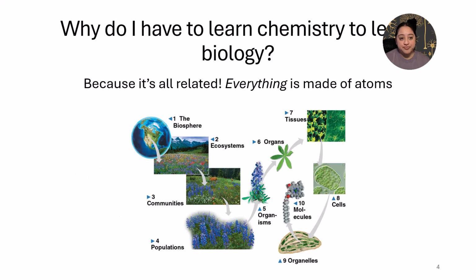So chemistry. Why do I have to learn chemistry to learn biology? Because it's all related. Everything is made of atoms, including us, including all living things. And even though chemistry is its own field, there's a lot of overlap between chemistry and biology. Especially in this class, when we talk about molecules and cells, we're going to talk a lot about different kinds of atoms and elements. Molecules are made of atoms, and that's what chemistry focuses on. And so it does blend.